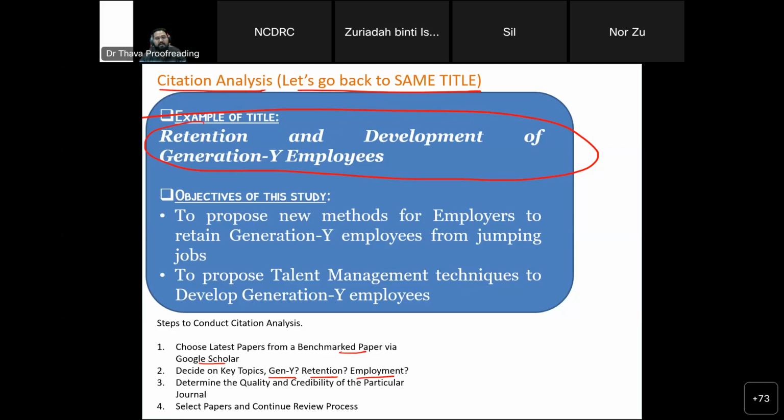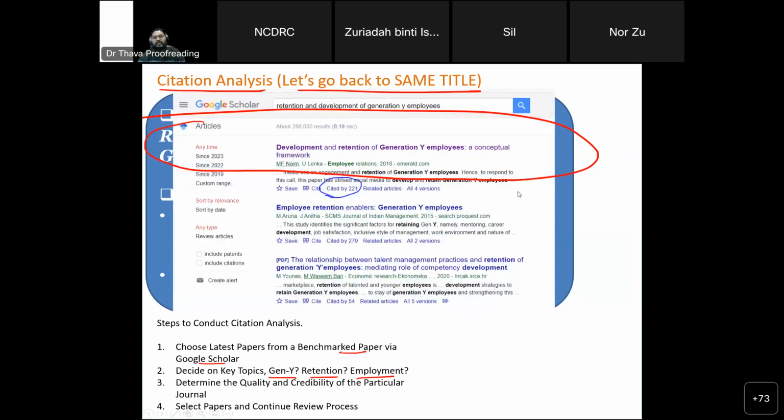Apart from that, as benchmark papers, I always encourage you to use Web of Science or Scopus indexed papers, or very good books. Those are the things you can use as your benchmark literature. From there, you do your citation analysis. How to do citation analysis? Now you use Google Scholar. Why? I'll tell you why.